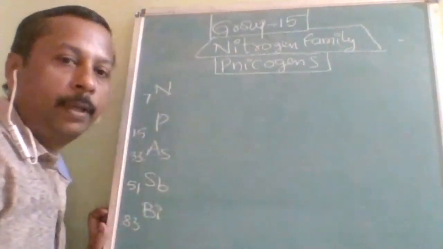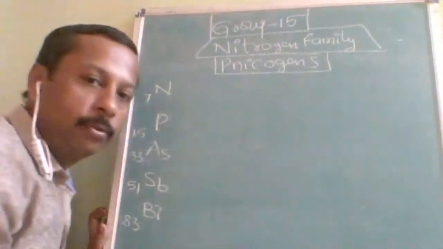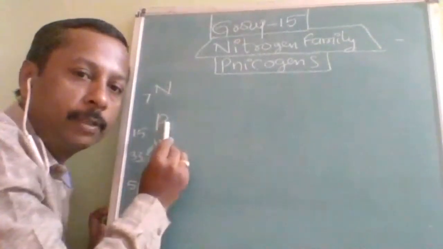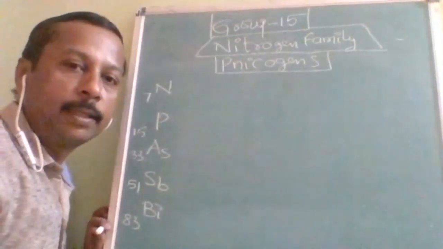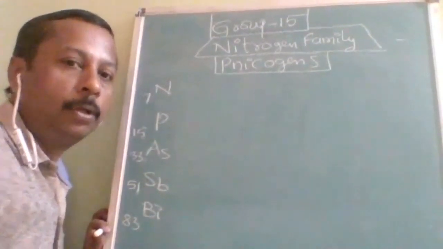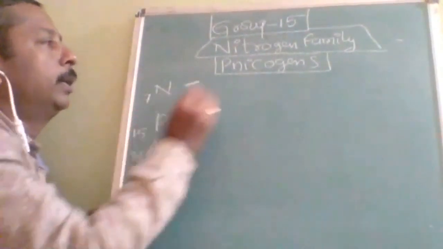The elements belonging to this family are nitrogen, phosphorus, arsenic, antimony, and bismuth. These are the elements of the 15th group. Now, their atomic numbers.